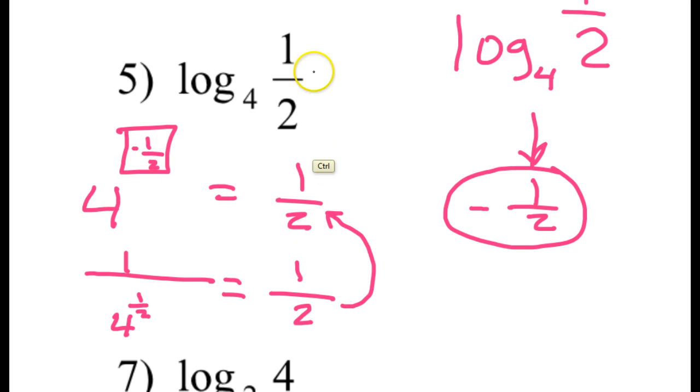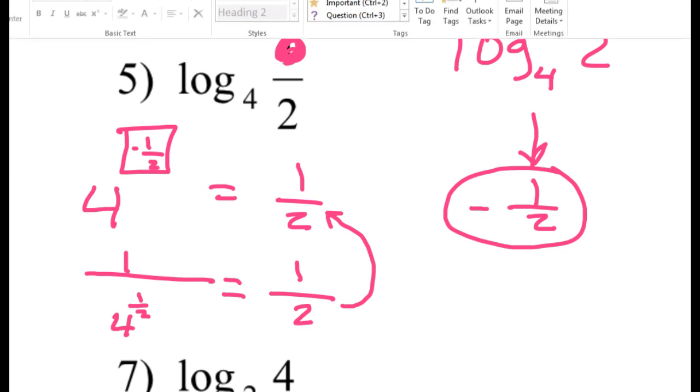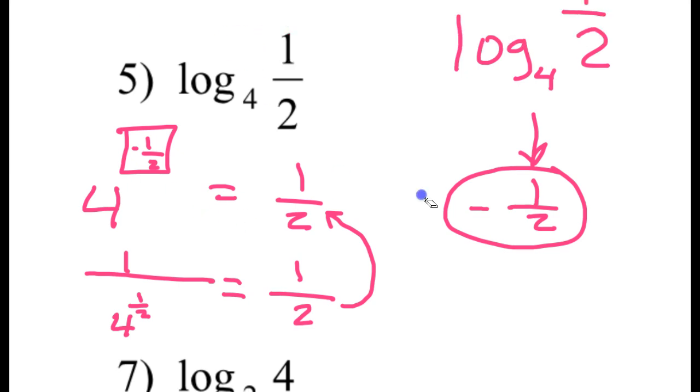So the bottom line is this. When one of these two things has a 1 over it, just cover up the 1, answer the question, and whatever you get, it's going to be negative. And then you can check it if you want to convince yourself why it works. So negative 1/2, that's the answer.